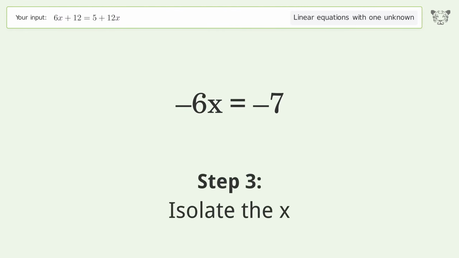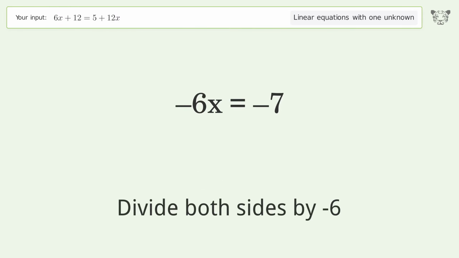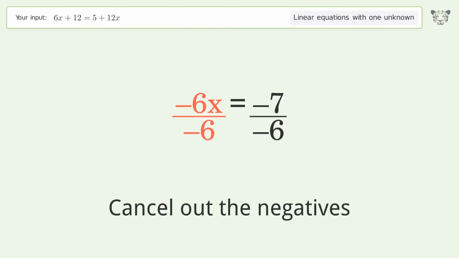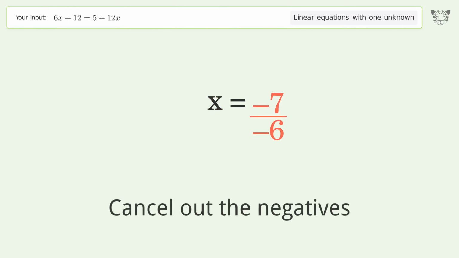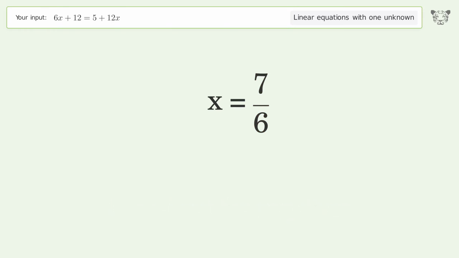Isolate the x. Divide both sides by -6. Cancel out the negatives. Simplify the fraction. Cancel out the negatives. And so the final result is x equals 7/6.